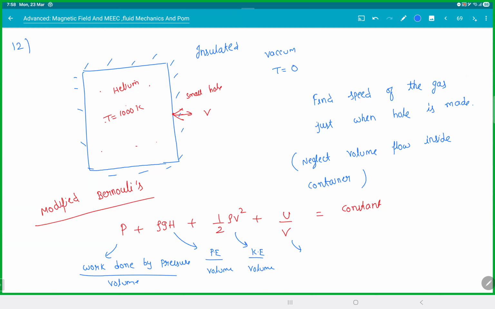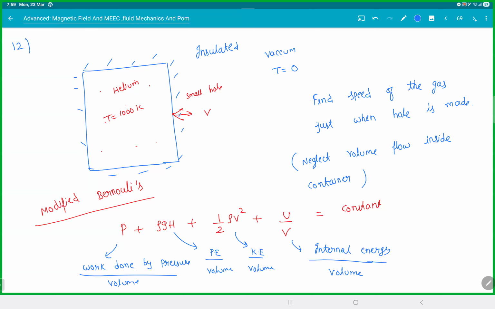Now, we never use this U by V because the temperature of the liquid we always assume to be constant. This is your internal energy per unit volume. So when the gas goes from the container to the vacuum, the temperature becomes 0 Kelvin. So what happened to that energy? Even that has to be included in the equation now. At the end of the day, Bernoulli's equation is nothing but the law of conservation of energy. We never cared about temperature because we always assumed temperature was constant. So that is how you can modify Bernoulli's equation.